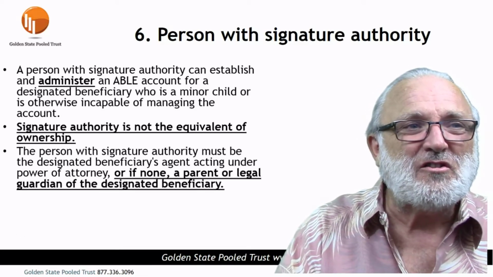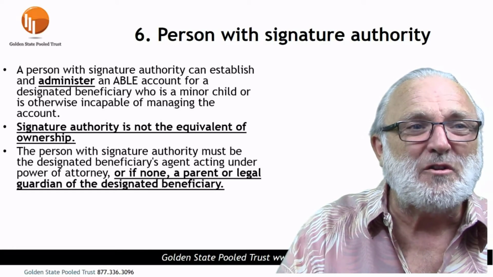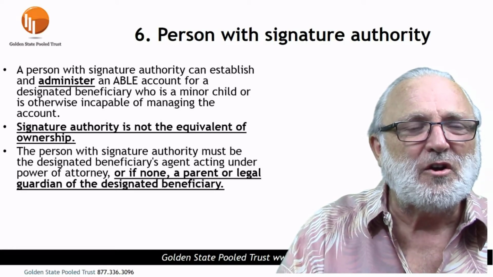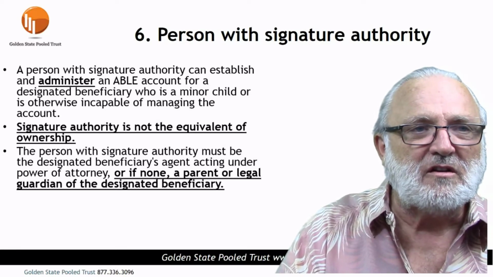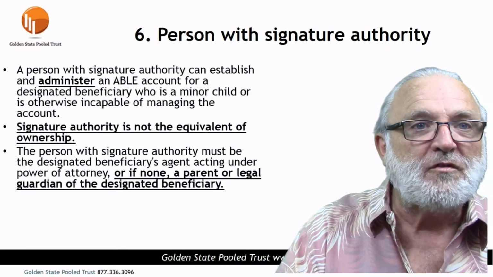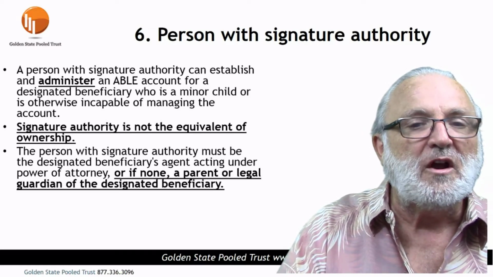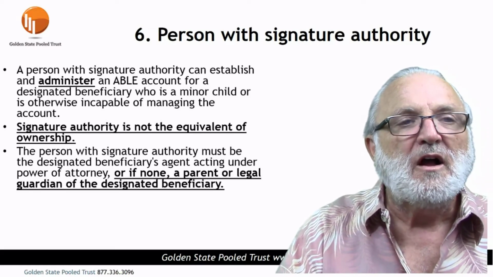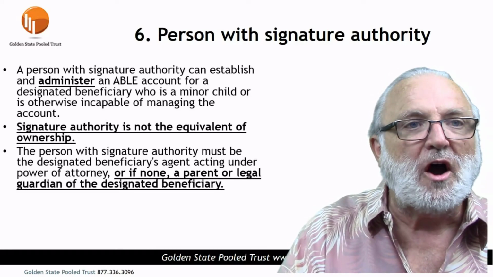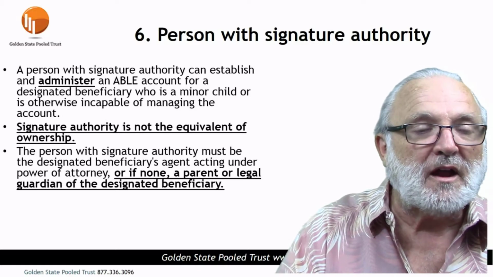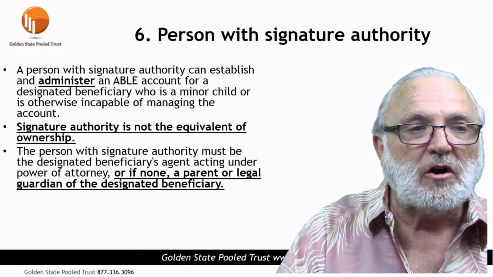The person with signature authority must be the designated beneficiary's agent under a power of attorney if the person with the disability is not going to take control of it themselves, or if none, a parent or legal guardian of the designated beneficiary. They're always going to assume that the ABLE beneficiary is competent, but if they're not competent, then it can be managed, or a minor can be managed, by a parent or legal guardian.